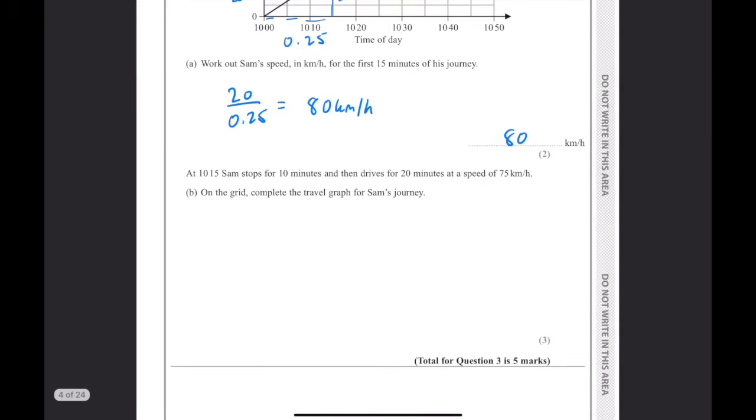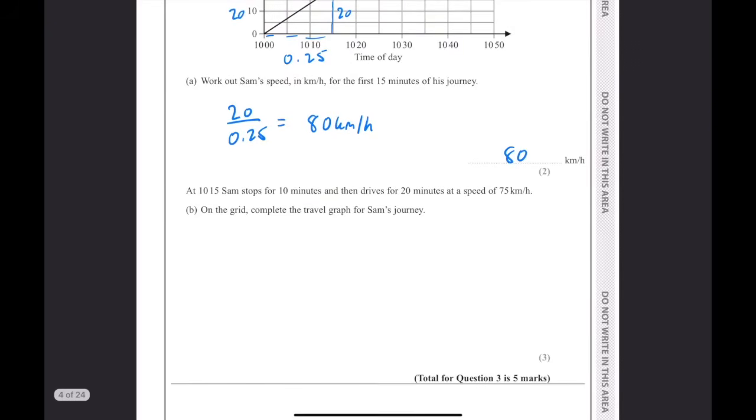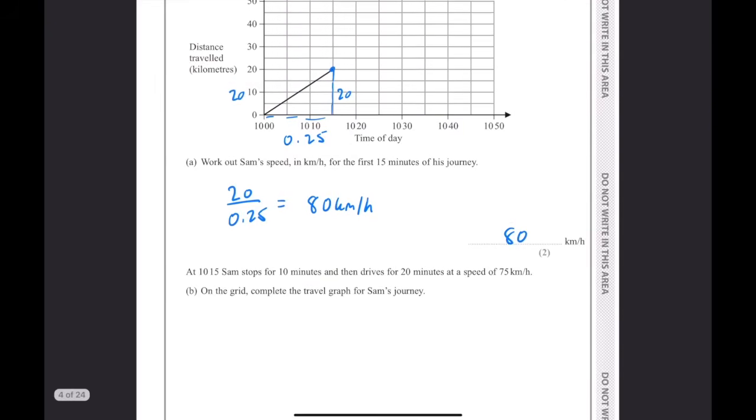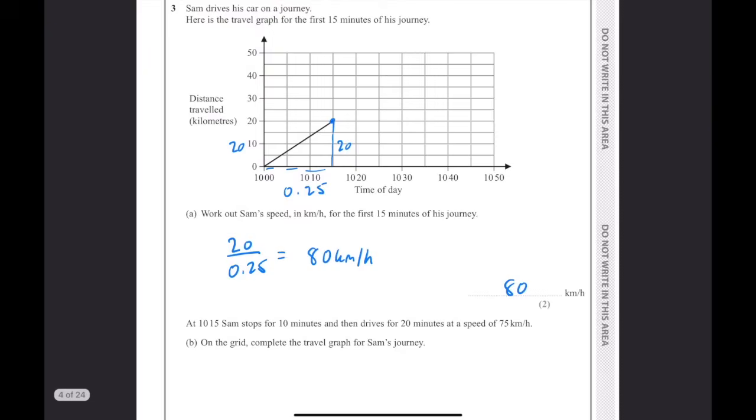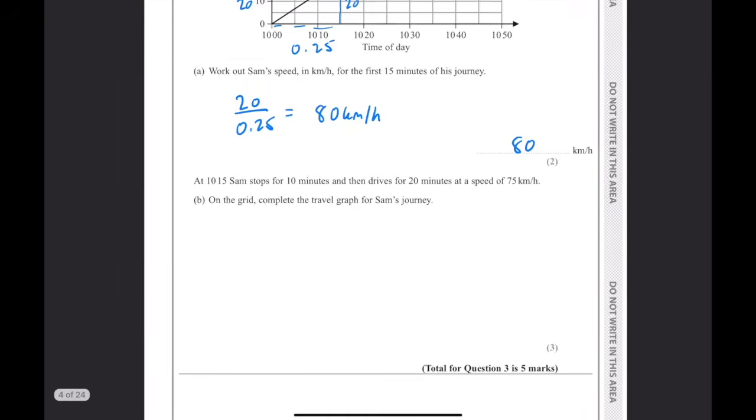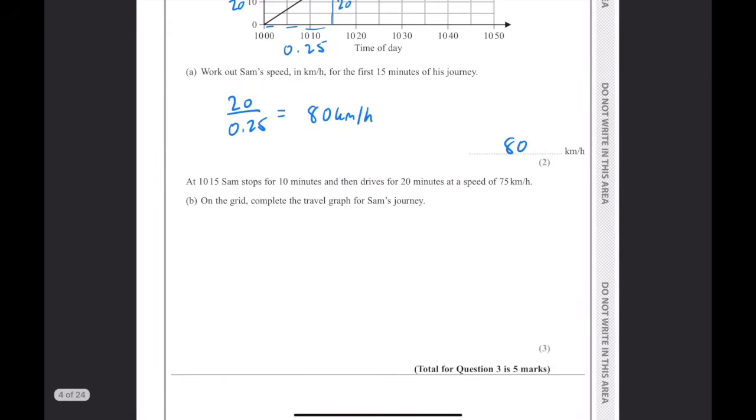At 10:15, Sam stops for 10 minutes and then drives for 20 minutes at a speed of 75 kilometers an hour. On the grid, complete the travel graph for Sam's journey. So if Sam stops for 10 minutes, that's going to be no movement at all up until 25, and then drives for 20 minutes at a speed of 75 kilometers an hour. So quickly, we need to work out how much ground does he cover in those 20 minutes.